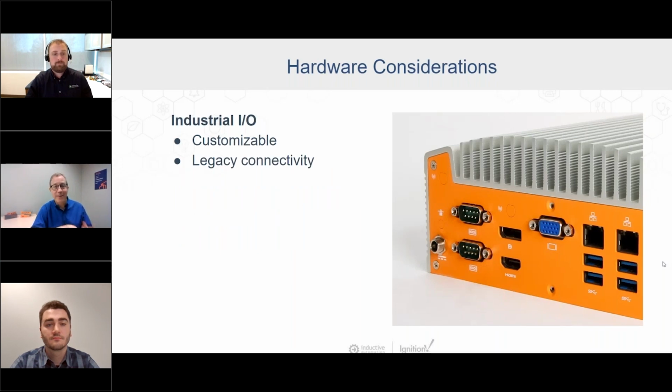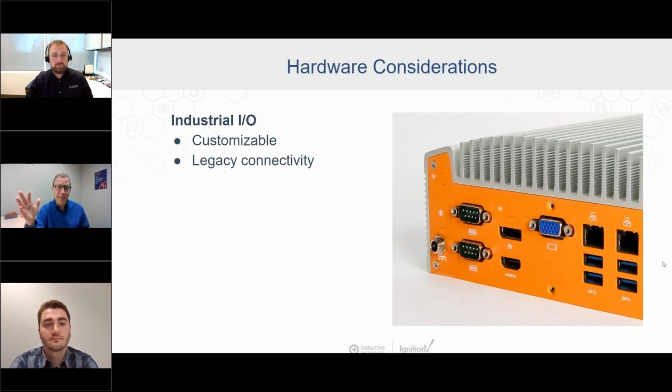IO, I can touch on this super fast. It would be a wonderful world if everything was connected with high-speed Ethernet. Not the case. When I walked into that manufacturing plant, there were still PLCs and things that were 20-plus years old. Serial connections. Being able to interface with those using the Inductive software with drivers that are built in, all that's really critical.